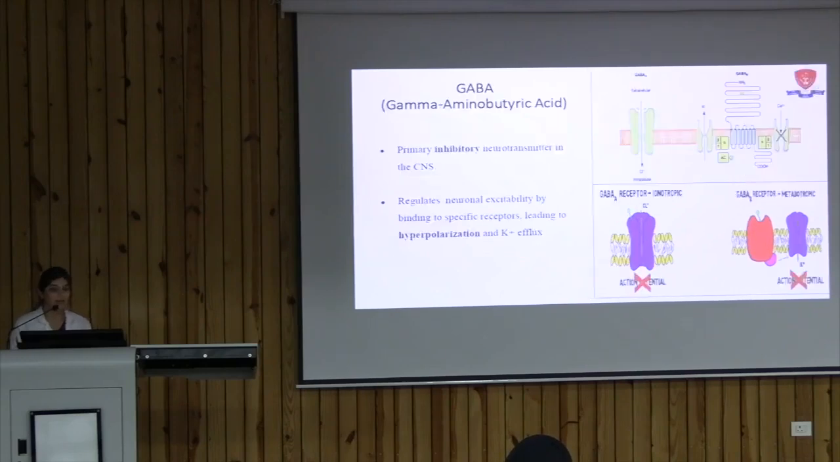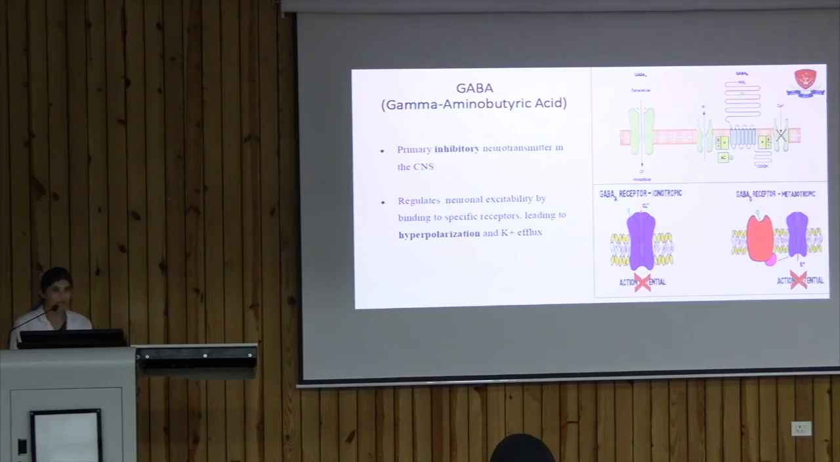Next we have the GABA, or the gamma aminobutyric acid, which is the primary inhibitory neurotransmitter in the central nervous system. It also works via the aid of two receptors, namely the GABA-A or the ionotropic receptors that have a rapid response and the GABA-B or metabotropic receptors that have a slow but prolonged response.